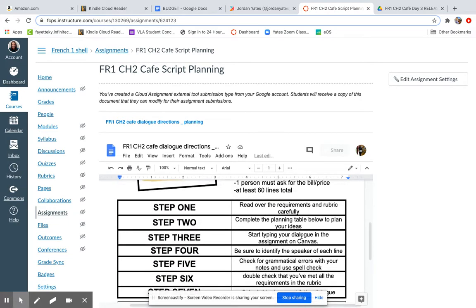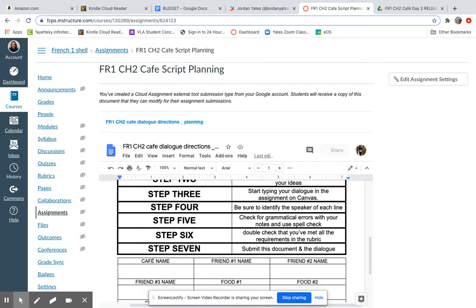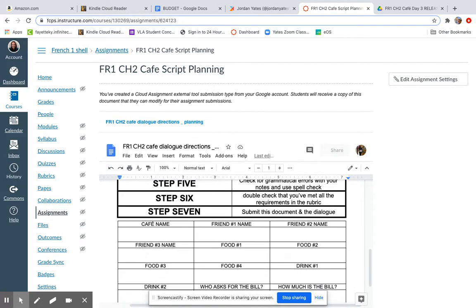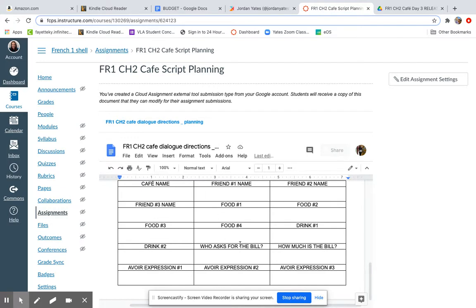Then you will start typing your dialogue in the actual assignment on Canvas. We'll get there. Make sure that you're identifying the speaker of each line. You'll see when we get to that document that you have a spot to identify who is speaking. Double check that you've met all of the requirements on the rubric and then submit this document and the dialogue. You have to turn this page in because you are showing me this pre-planning right here.